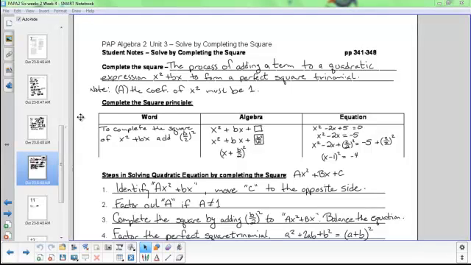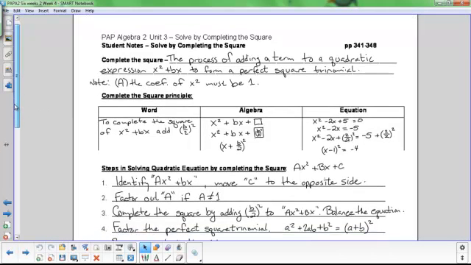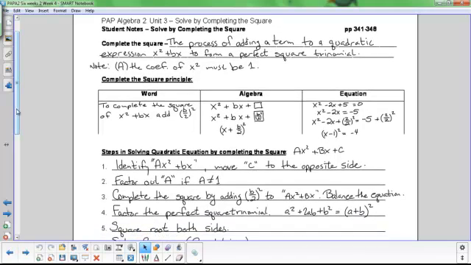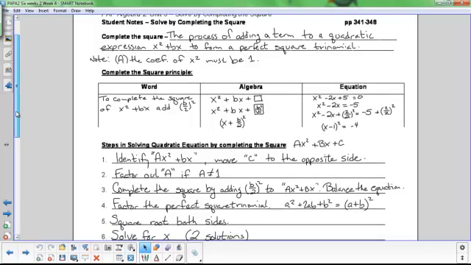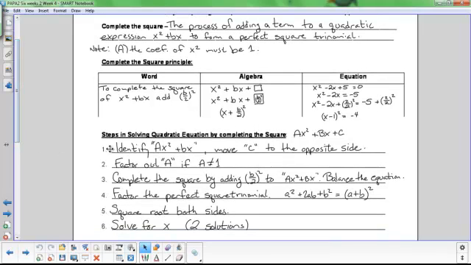Alright, solving by completing the square. Begin this note session by copying down this first part of the definition, some different ways of describing it, as well as your steps for solving quadratic equations by completing the square.